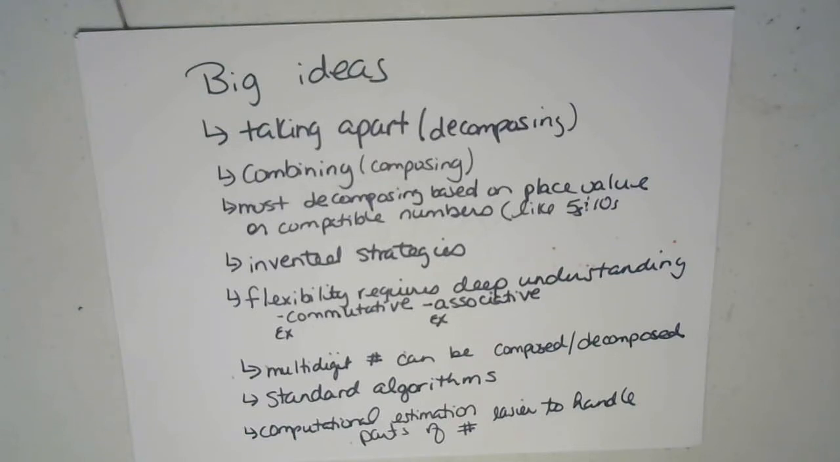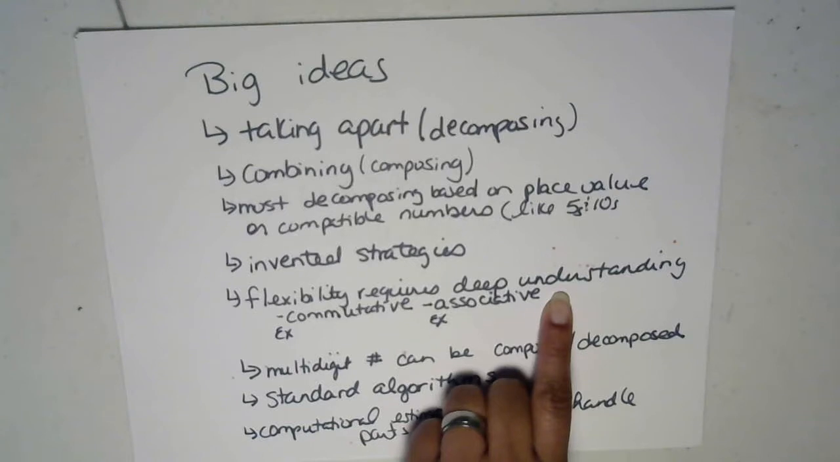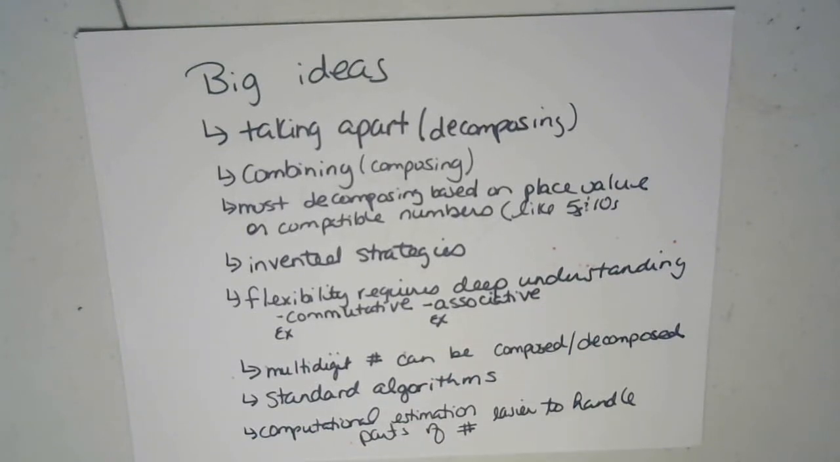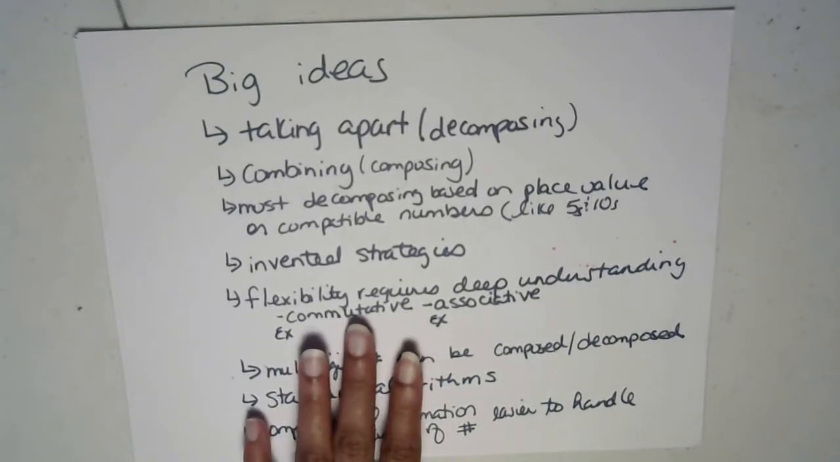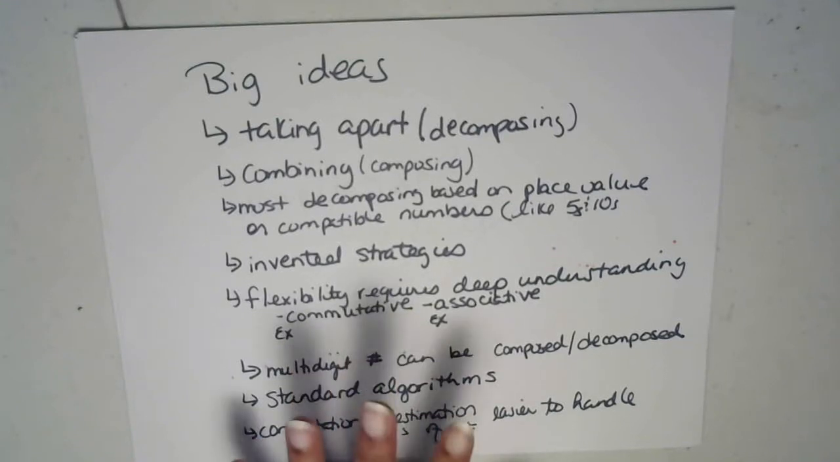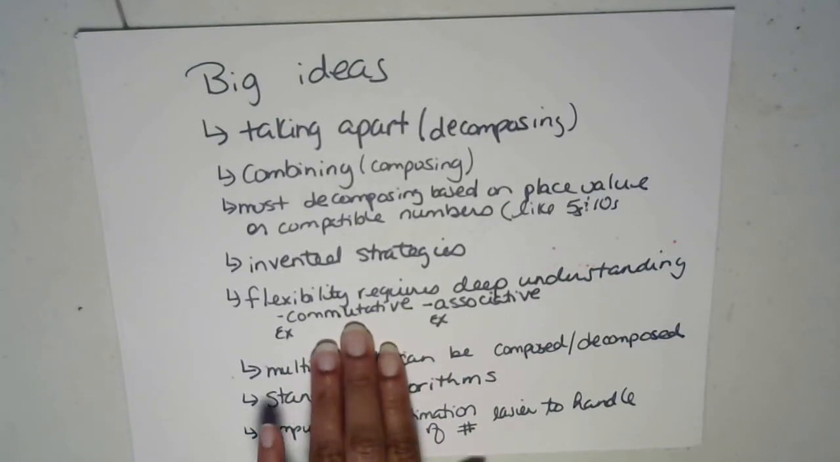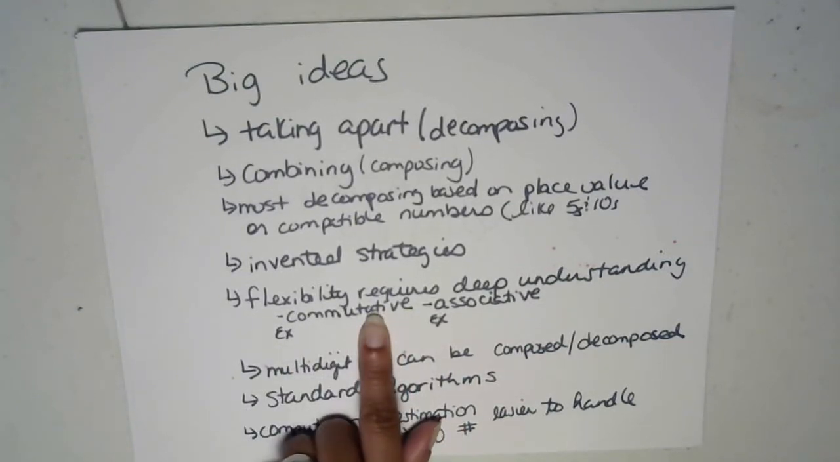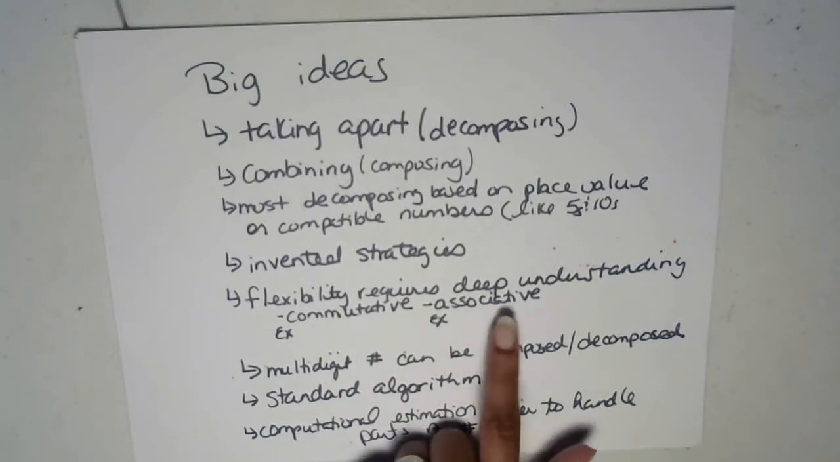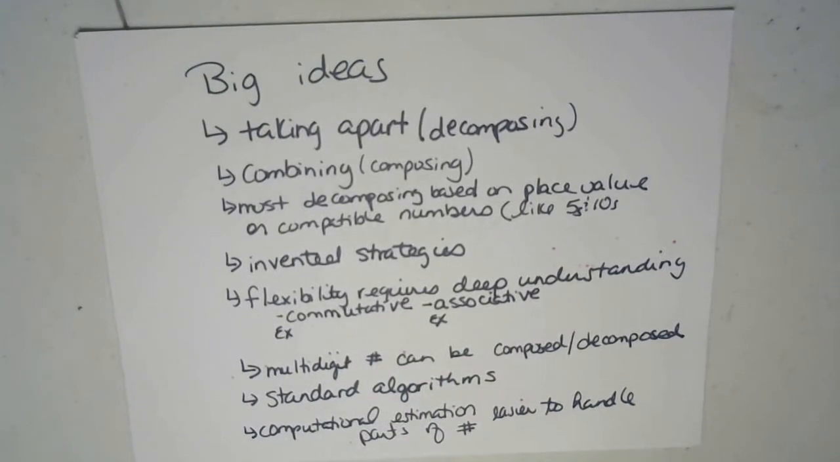Building flexibility comes from students having a deep understanding of the concept. For math, or adding and subtracting, that's having a deep understanding of the commutative and the associative properties. We want also to teach students how to decompose and compose multiple digit numbers.